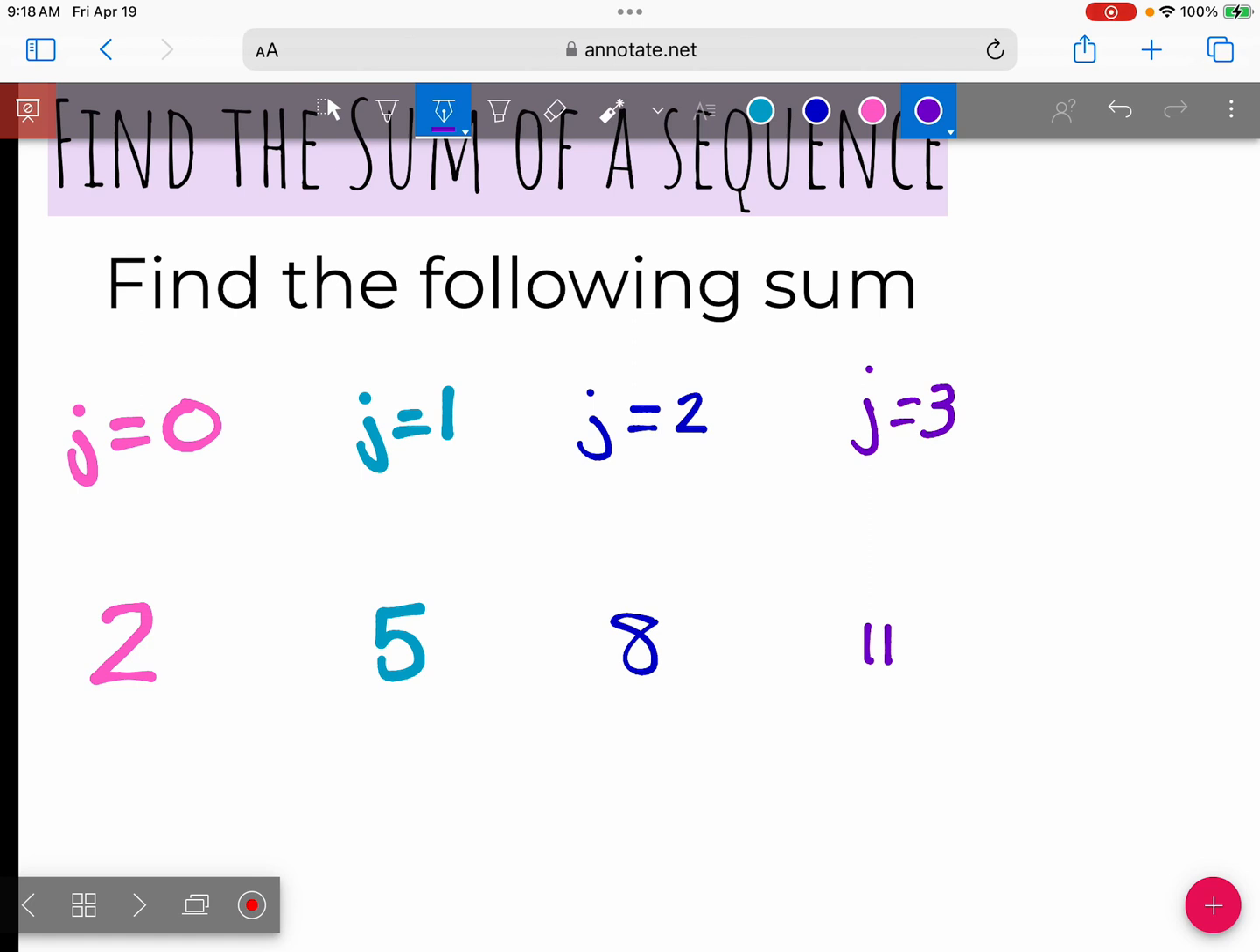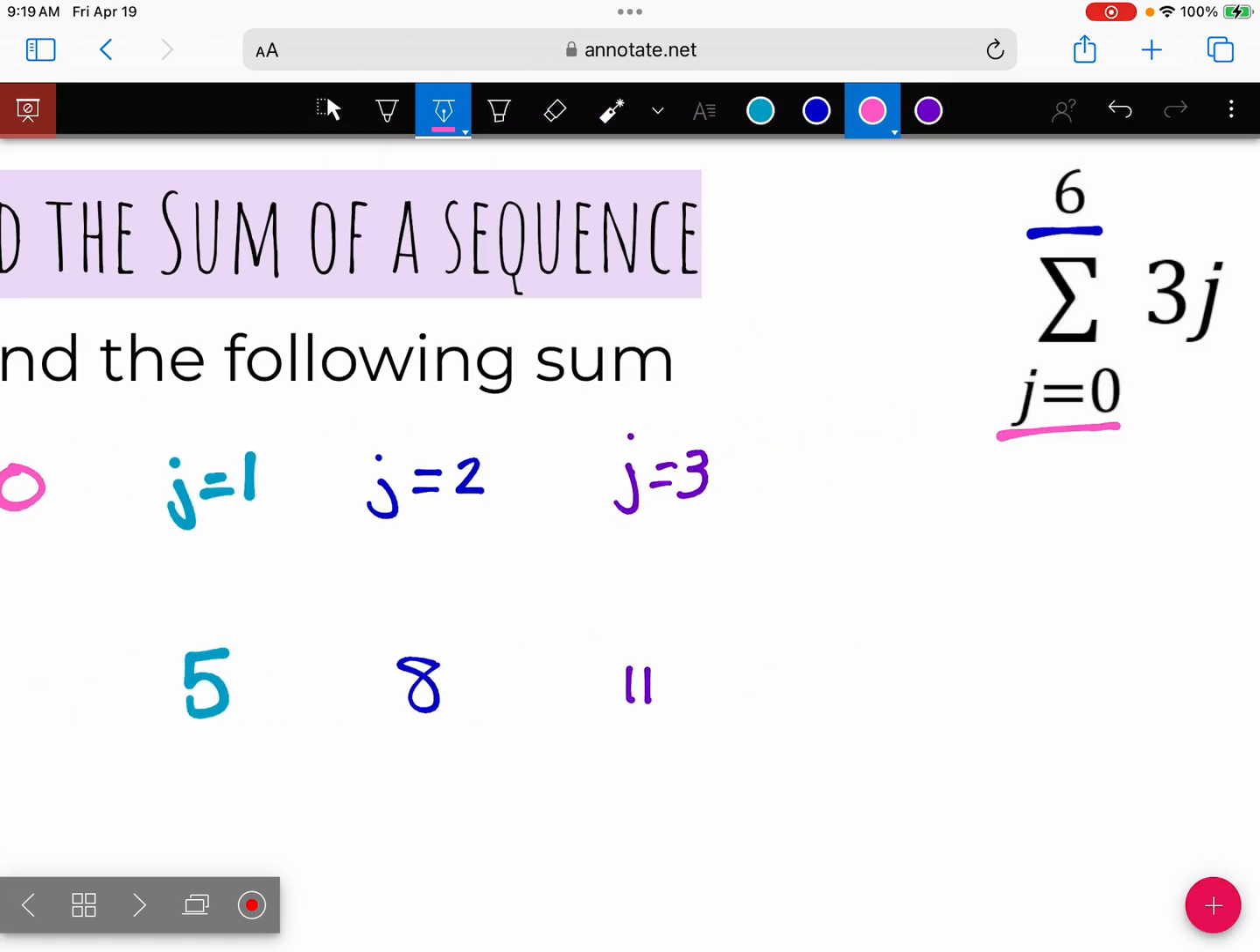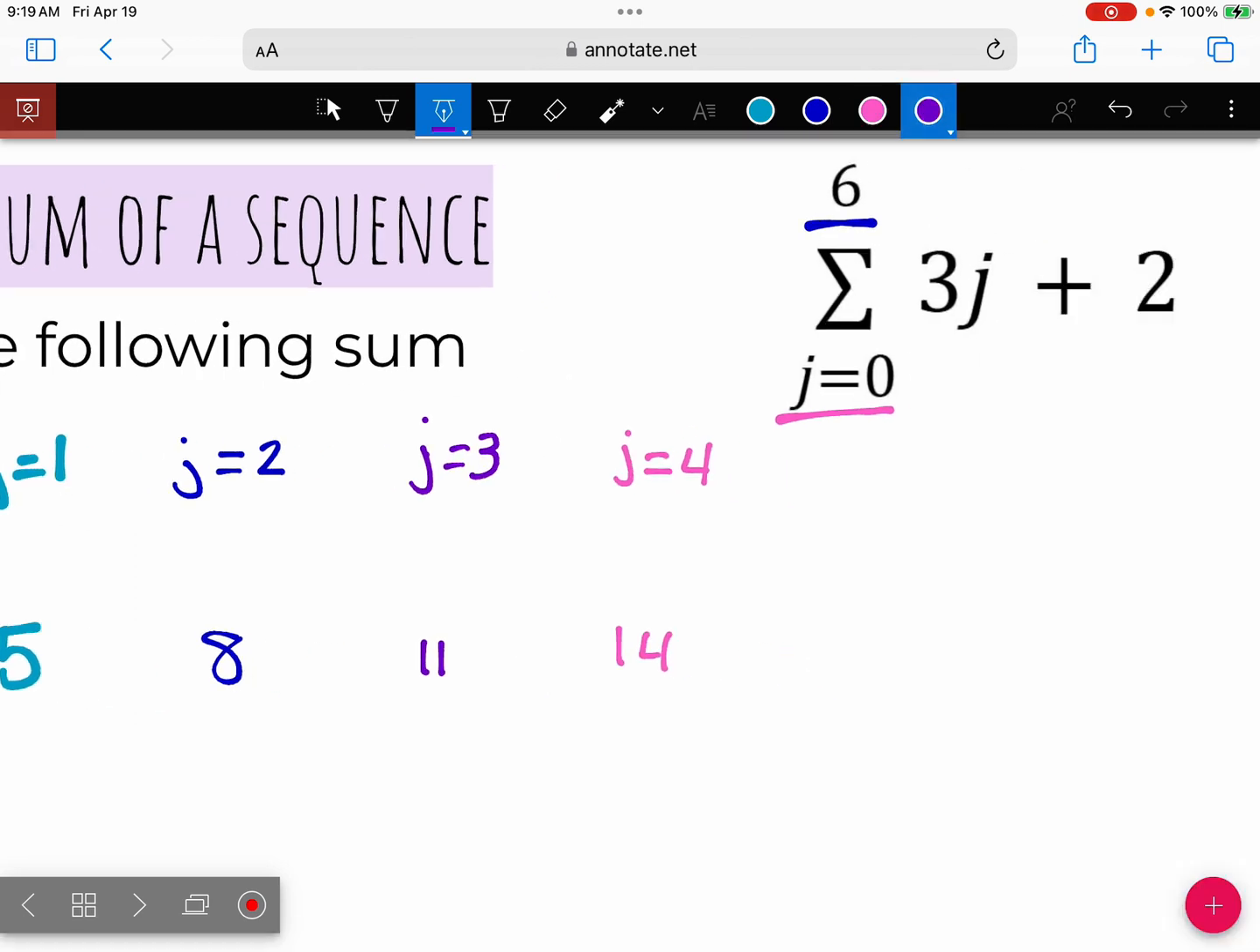So you don't necessarily have to write every single molecule of every step out. If it helps you, absolutely write it out. But I also, at this point in your math careers, I'm pretty sure y'all can multiply in your head for the most part. So I am 100% okay with us doing this with mental math. So j equals 4. It's going to be what? 14. j of 5, 17. And j of 6, 20.